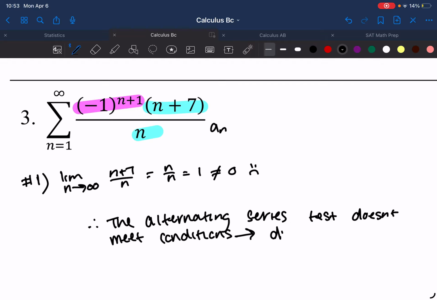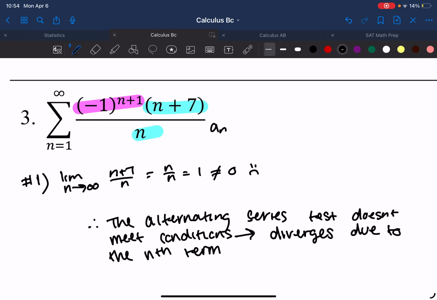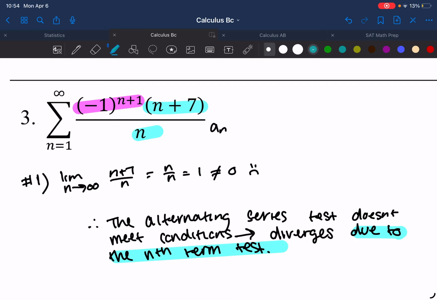This implies that it diverges due to the nth term test. So in my justification, I had to show another reason why it's diverging. If you remember the nth term test, it said as long as the limit as n approaches infinity of a sub n is not equal to 0, then we know that the series diverges. So just make sure you include both parts in your justification.